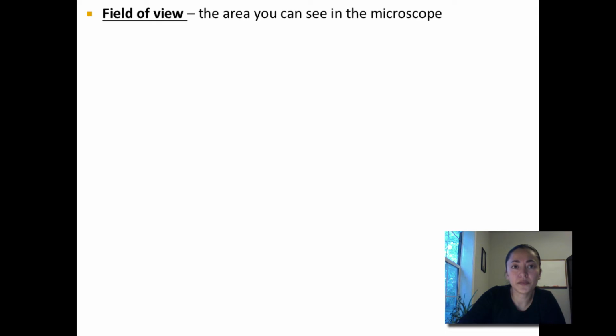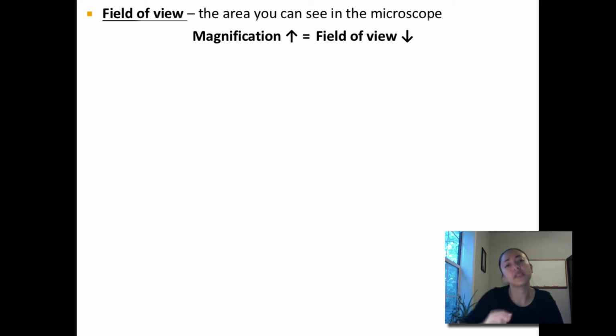So the three terms that you need to be familiar with about a microscope and how to manipulate them is field of view. This is the area you can see in the microscope. So it's pretty much like the two-dimensional area as well as a three-dimensional area that you can see. So it's everything that you can see when you're looking through that microscope. How can you manipulate this? If you increase the magnification, your field of view decreases.